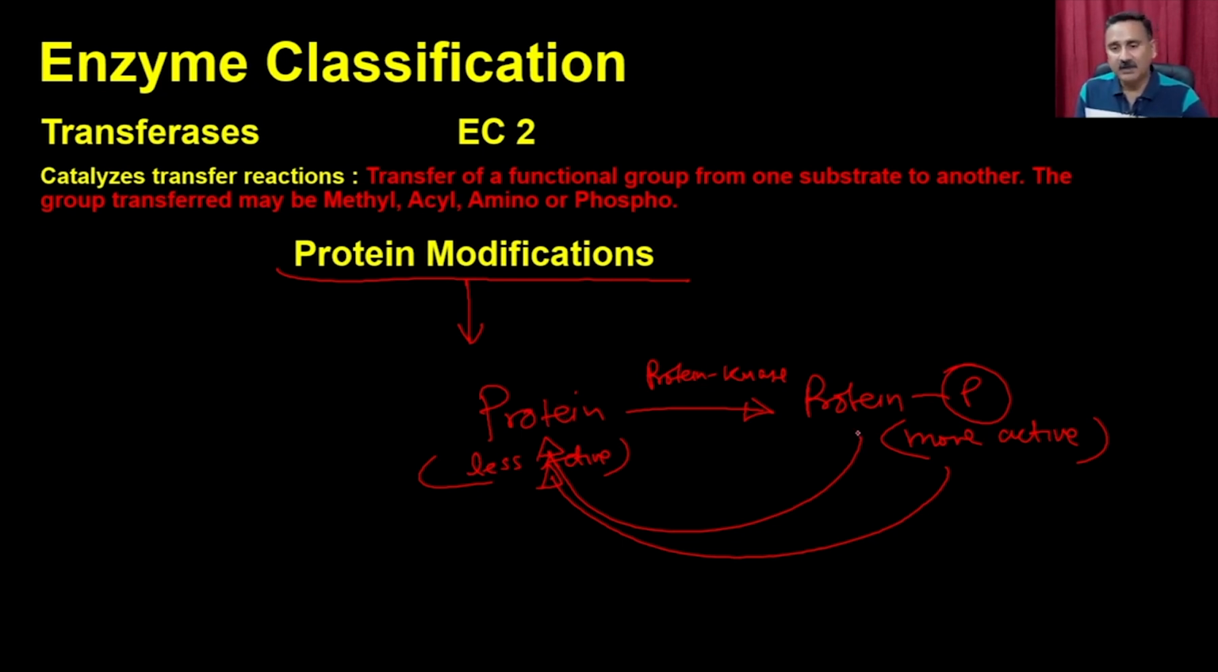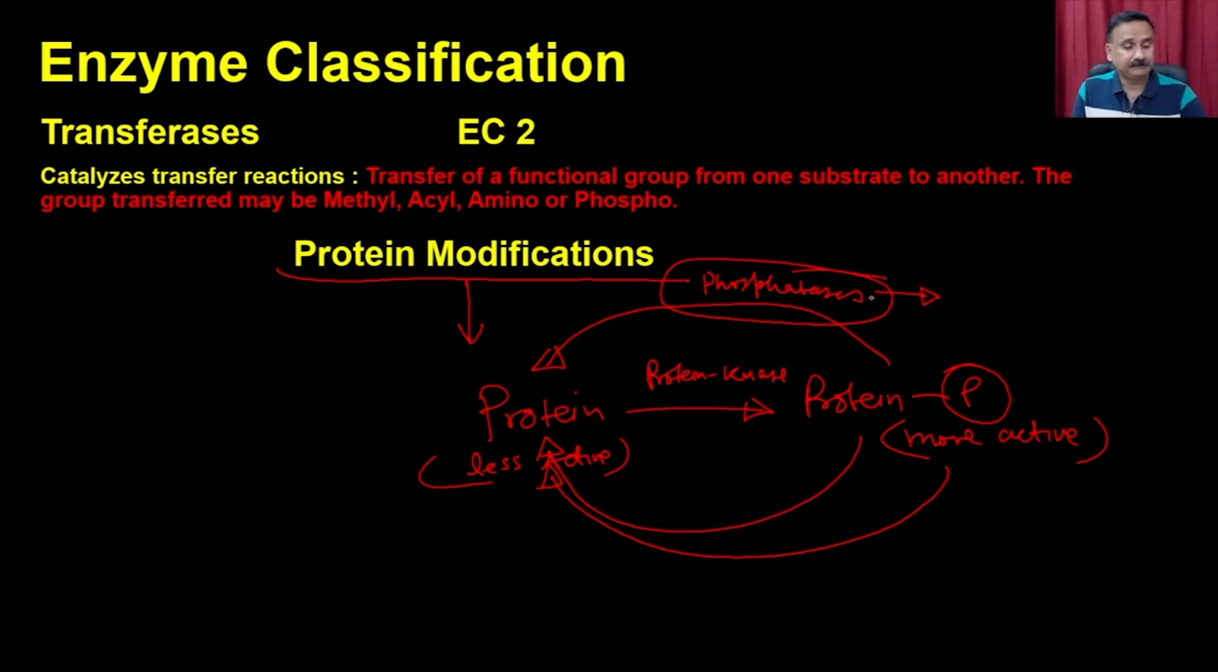Now, once the phosphorylated protein is formed, it can be converted back into the non-phosphorylated protein, and the enzymes are phosphatases, okay. So phosphatases also catalyze this, but phosphatase does not belong to the transferase class.